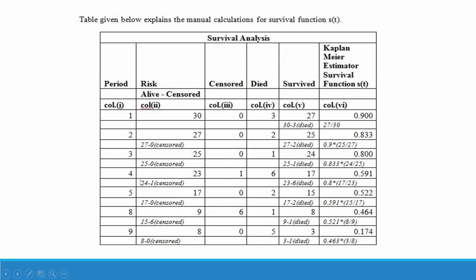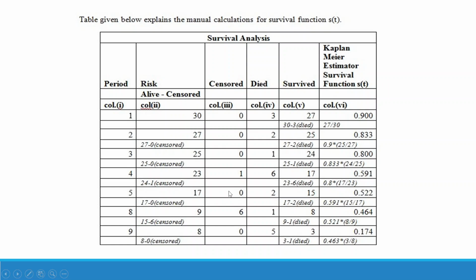In the fourth time period, 1 dropped out of the study for the first time. So 24 minus 1, 23. 6 died, so 23 minus 6 is 17. So 17 divided by 23, you will get 0.591.